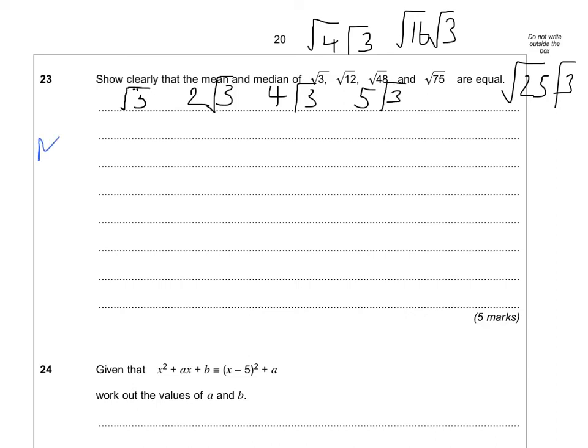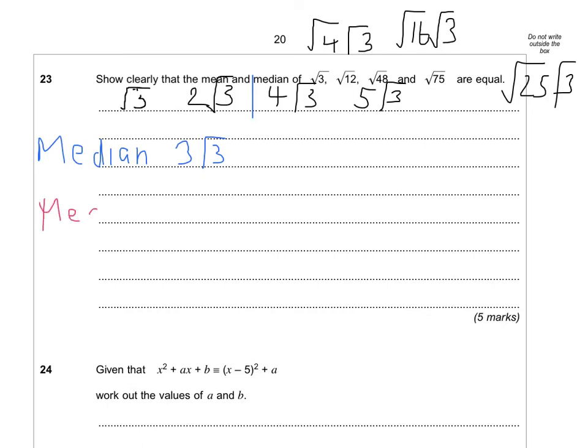So firstly, the median. The median is the middle of those, and the middle of those four, as we're in order, is in here. So what is halfway between 2 root 3 and 4 root 3? It is 3 root 3. And we're trying to show the mean and the median are the same.